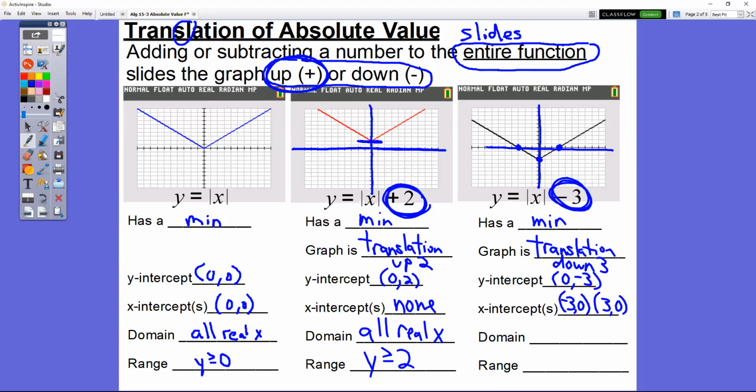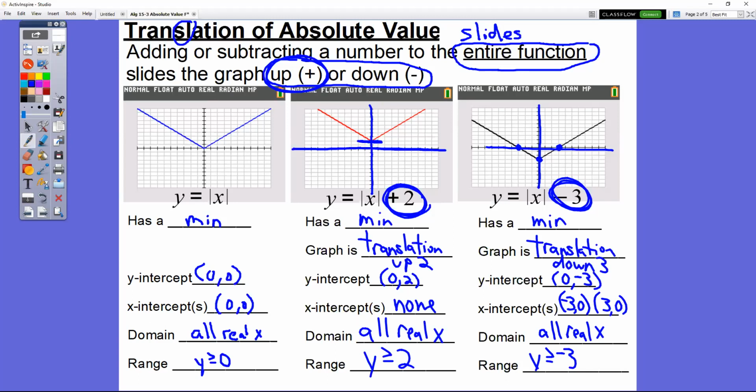The domain, we're still going all the numbers to the left, all the numbers to the right, so it is all real x values. The range, we have everything from -3 on up. So y is greater than or equal to -3. So those were our translations going up or down.